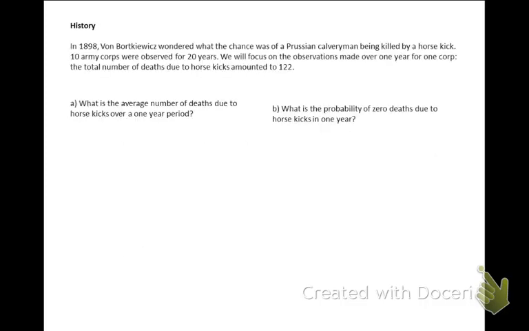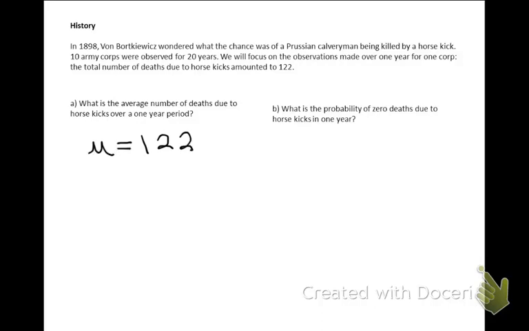In 1898, Vaughan wondered what the chance was of a Prussian cavalryman being killed by a horse kick. 10 Army Corps were observed for 20 years. We will focus on the observations made over 1 year for 1 corps. The total number of deaths due to horse kicks amounted to 122. So if we want to know the average number of deaths due to horse kicks over a 1 year period, we'll say that that number is 122. And the symbol to represent the average is mu.